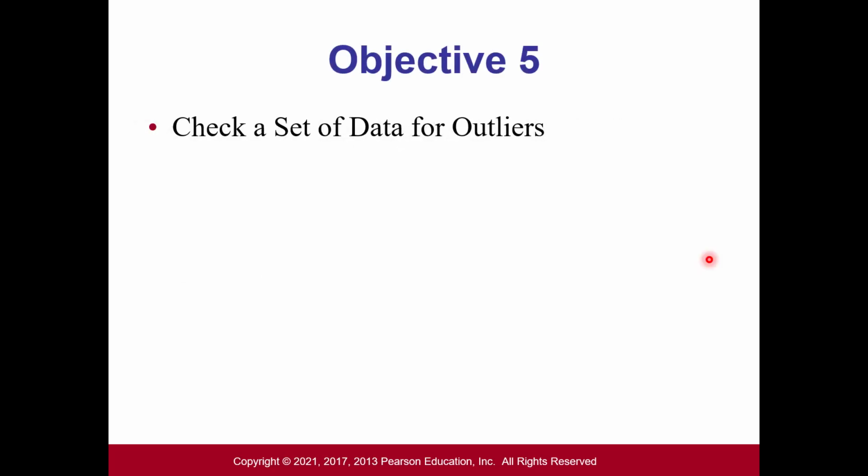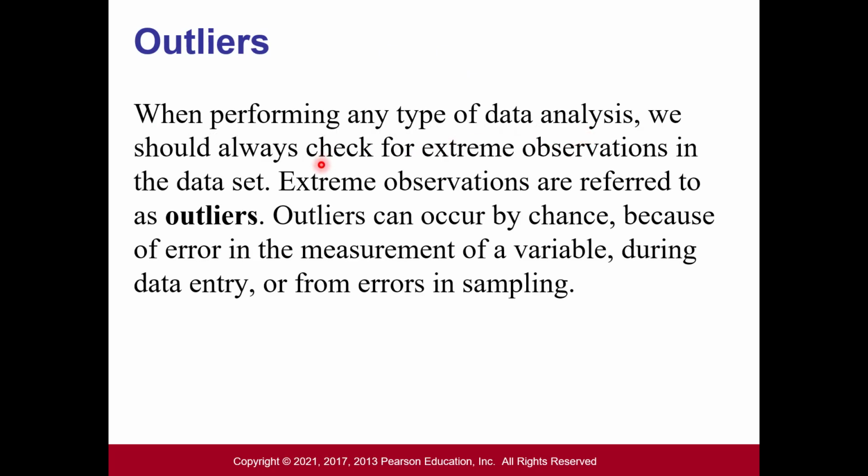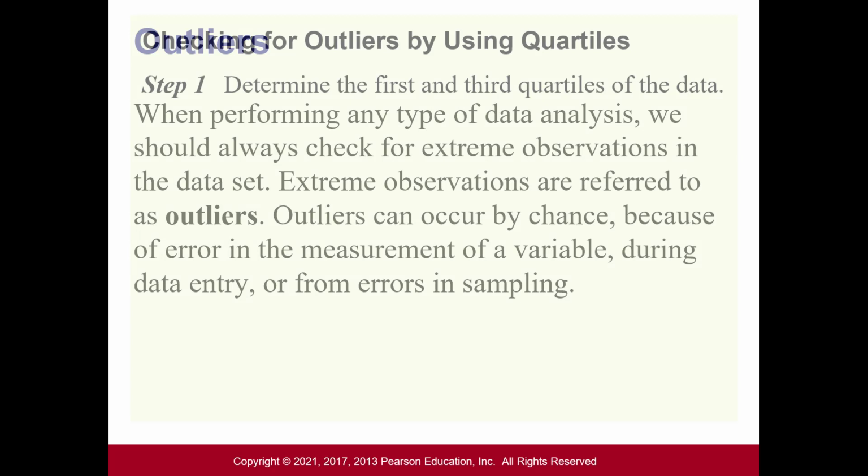The next thing we're going to do is to check a set of data for outliers. Outliers are these extreme observations. When performing any type of data analysis, we should always check for extreme observations in the set. Extreme observations are referred to as outliers, and they can occur by chance, because of an error in the measurement of a variable, during data entry, or from errors in sampling. So there's a number of reasons why we might come across outliers.